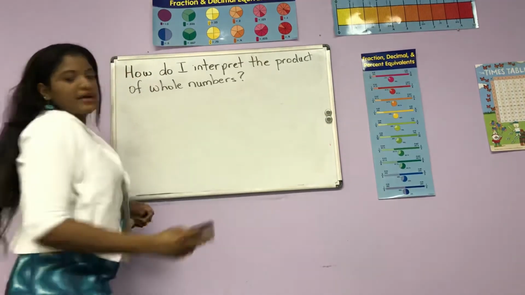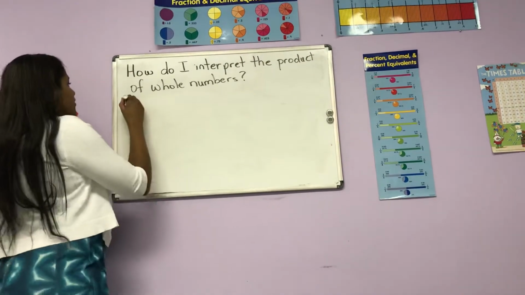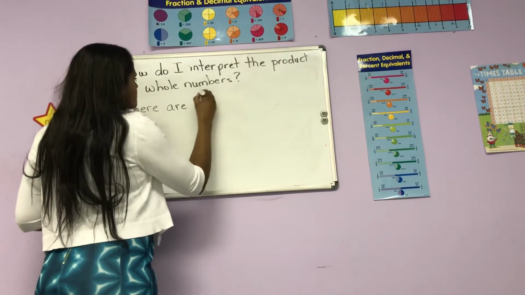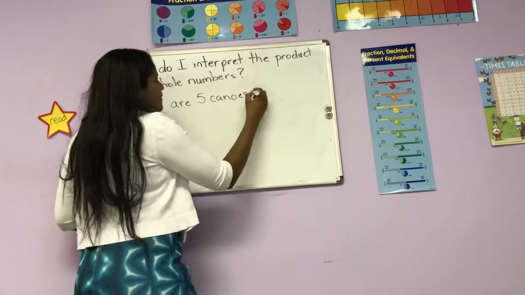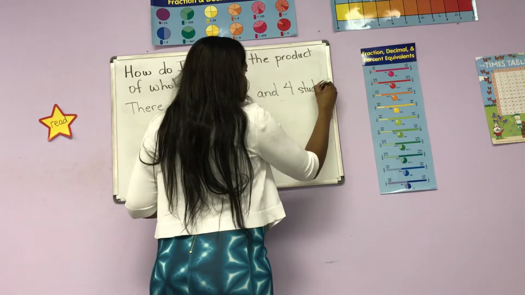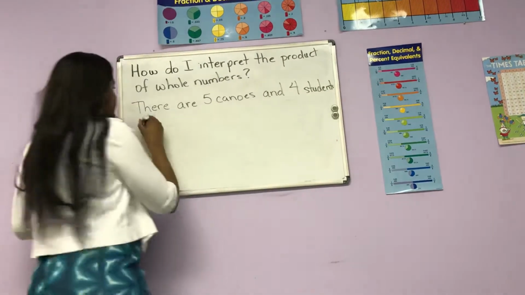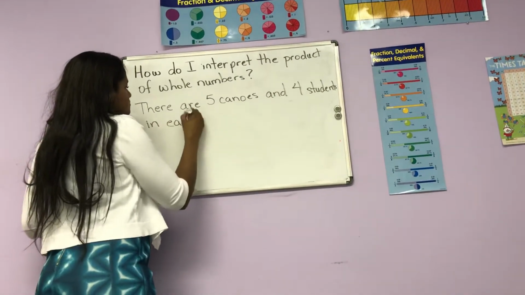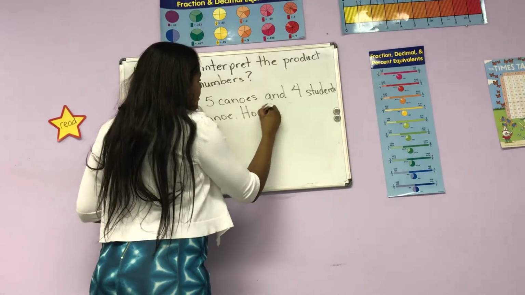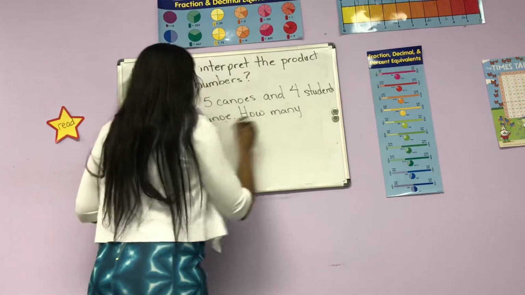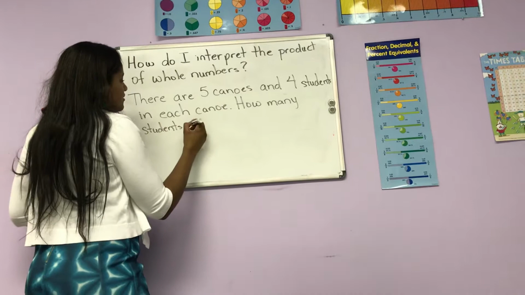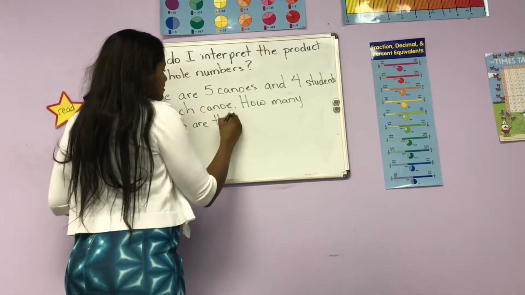So here I will write a word problem for you. There are 5 canoes and 4 students in each canoe. How many students are there? If you want to pause the video and try this on your own, you can. And then you can come back and check your answer.